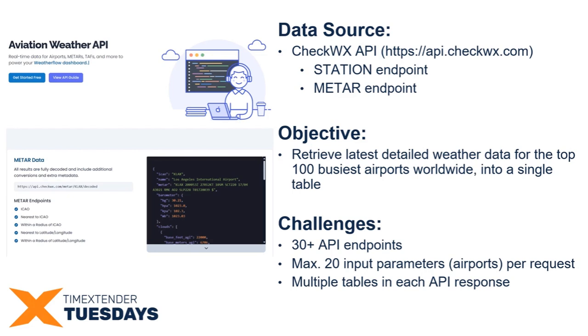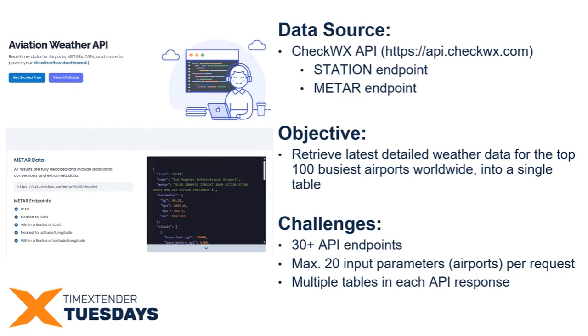In today's episode, we'll be using CheckWX, a free API service which provides real-time aviation data for airports across the globe. We're going to be focusing on two endpoints, station and METAR, with the objective of retrieving the latest detailed weather information for the top 100 airports into a single table.